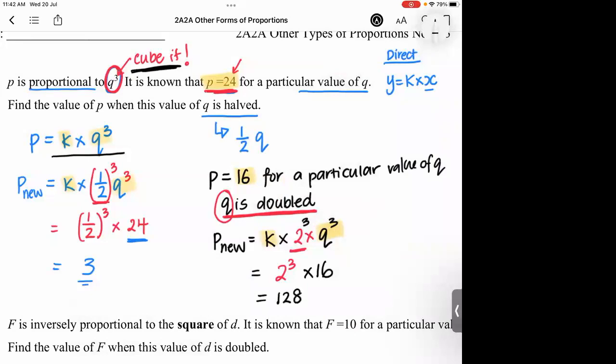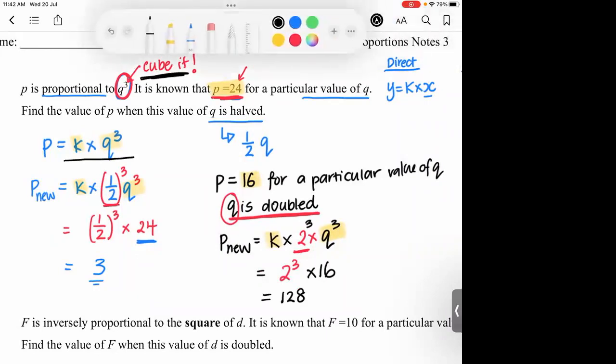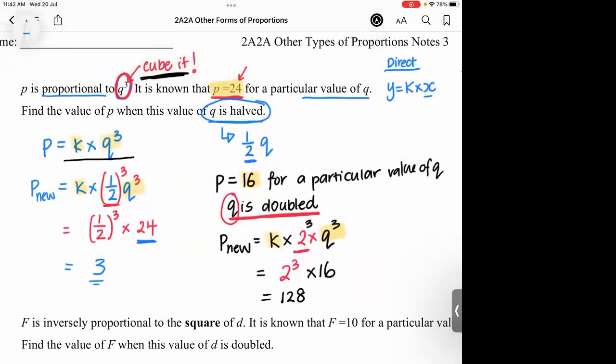Okay, so we have 2 types of examples. First thing, what is the trick? The trick is to look at the question. The question says half, then I take half, but it says cube it, so I add a cube to the half. Then they give me a number 24. I take that number times the half cube. Then I get my answer.